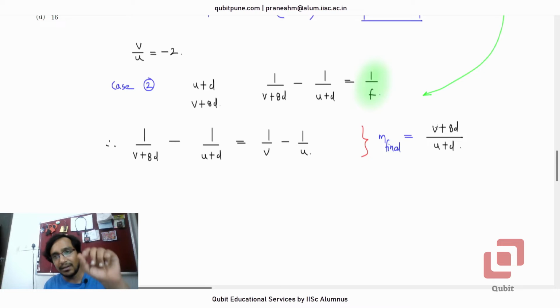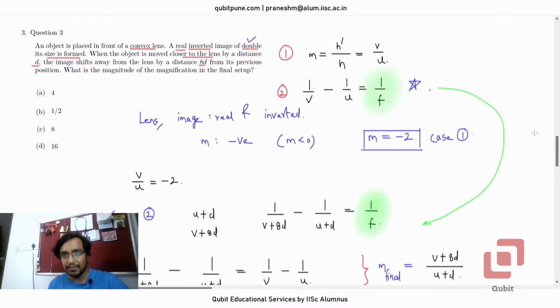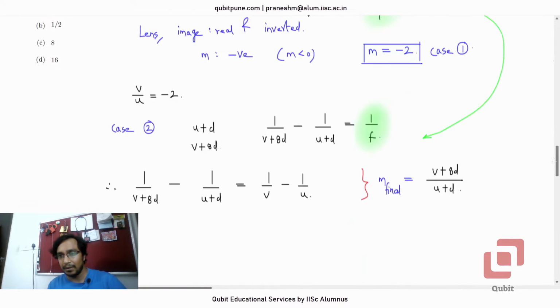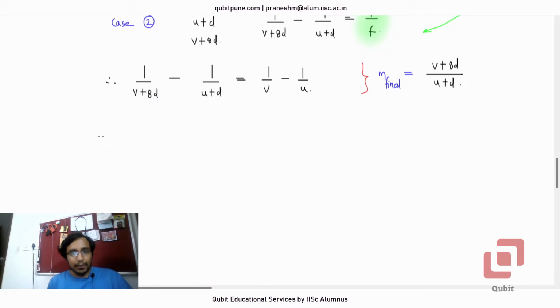There are three things here, U, V and D. But we want the ratio V plus 8D upon U plus D. So we'll need another equation to find it, and that equation is M is equal to V by U, the first one, V by U is equal to negative 2, case 1. Now what I'm going to do is send the term 1 upon V plus 8D to the other side, and I'm going to bring in the term negative 1 upon U to this side.